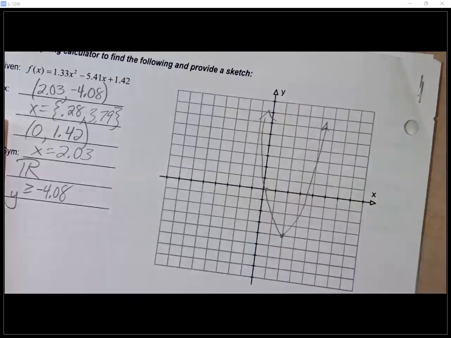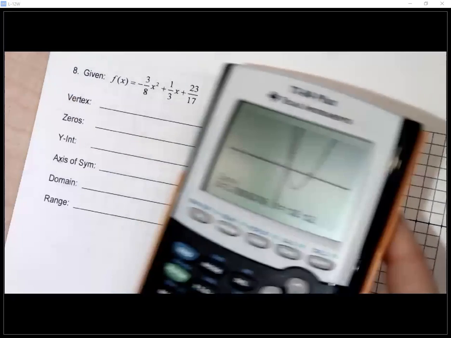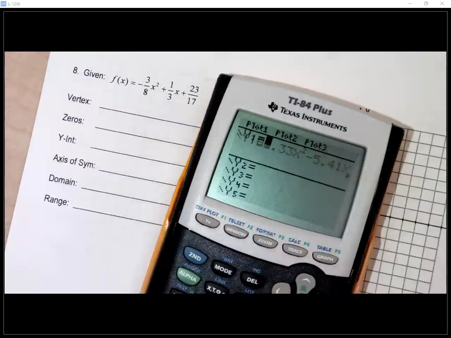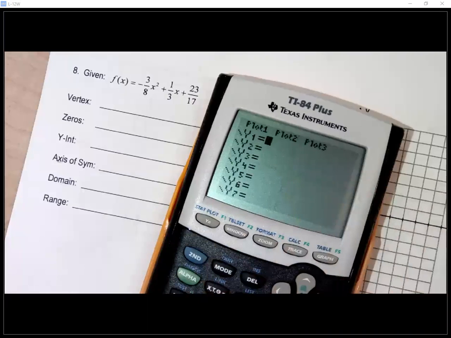So easy enough to find all these pieces. All right, cool. Try the second one. Now this one's got a whole bunch of fractions in it. Can I give you a word of advice? Well, I'm going to, whether you want it or not. When you are typing in fractions, first of all, how do I even get back to where I enter the equation? Yes, you hit Y equals. Go ahead and clear out the old equation. We don't need it anymore.